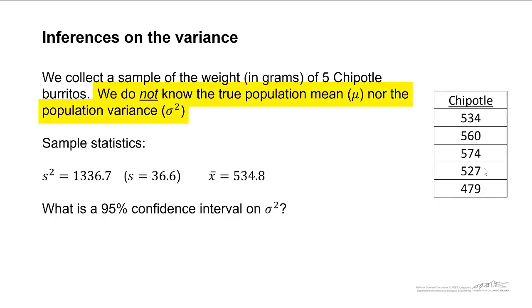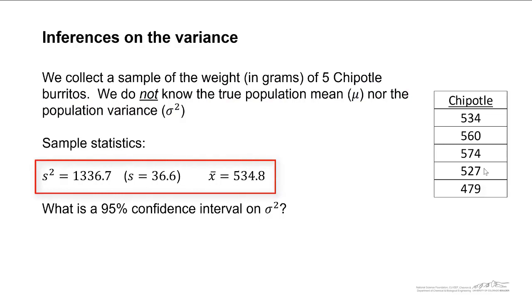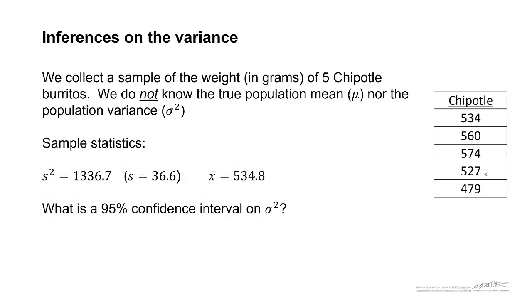We do not know the true population mean, nor do we know the true population variance. We can estimate these parameters. X bar is a good estimate for the mean, and the sample variance S squared is a good estimate for the population variance. We want to create a 95% confidence interval on sigma squared. That's the true population variance, and we're going to base that on our limited sample statistics.